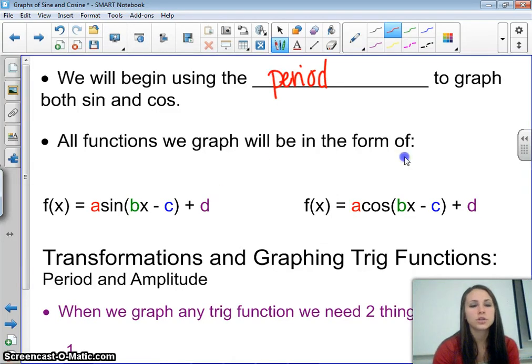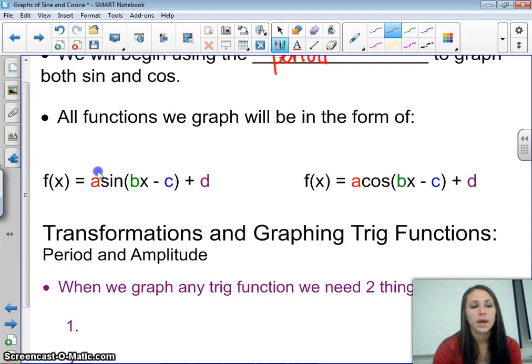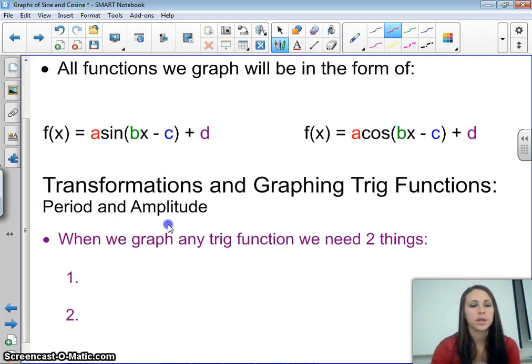And so all of the functions that we're going to graph are going to be in this form: A sine(bx - c) + d, or cosine. And so each one of these little letters does something to the graph. They either stretch it this way, shrink it, stretch it this way, shrink it, or we can shift it up and down or left and right. And that's what each one of these letters does, and we're going to look at them individually. We're going to look at two letters in this lesson, and those letters are A and B.